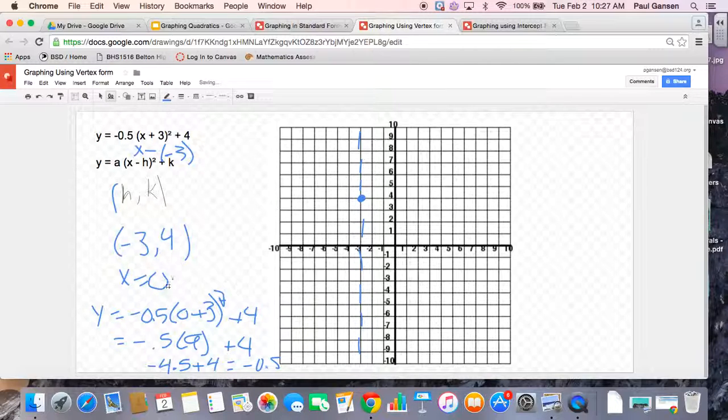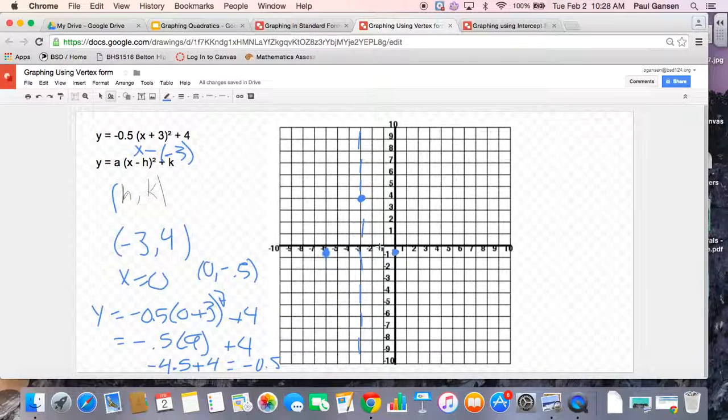So that means when x is 0, we get this out for y. (0, negative 0.5) is another coordinate we have. So that's going to be right around in here. It's not a nice little grid mark, but that's okay. We can still make it work. Now, using that axis of symmetry, if we have this coordinate here, which is 3 away from our axis of symmetry, it means we're also going to have a coordinate on the other side, 3 away from the axis of symmetry. So we're also going to have the coordinate (negative 6, negative 0.5).